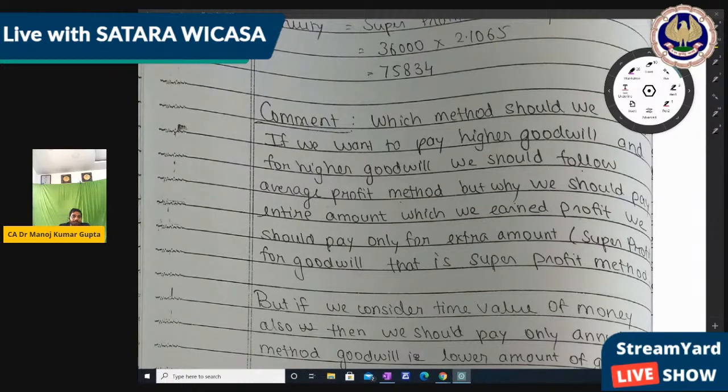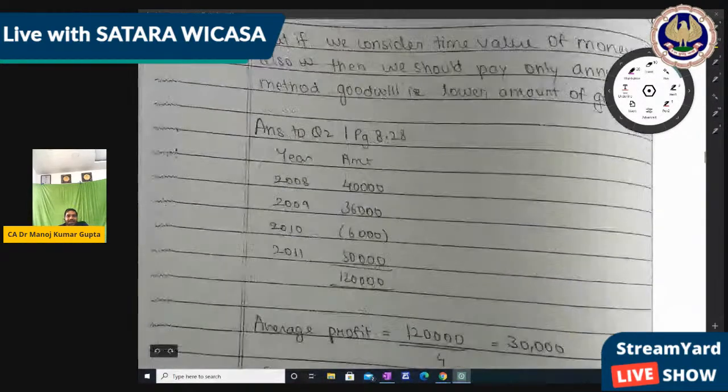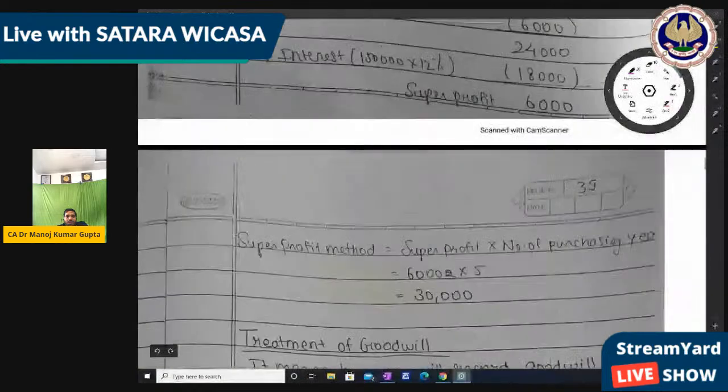But if we consider the time value of money also, then we should pay only the annuity method goodwill, that is the lower amount of goodwill. Annuity method gives a lower amount of goodwill. Clear? Okay, so they had calculated the goodwill on some method.